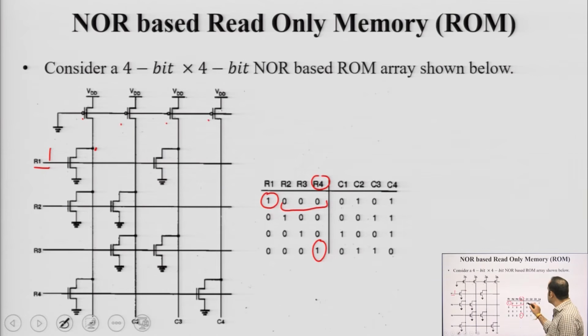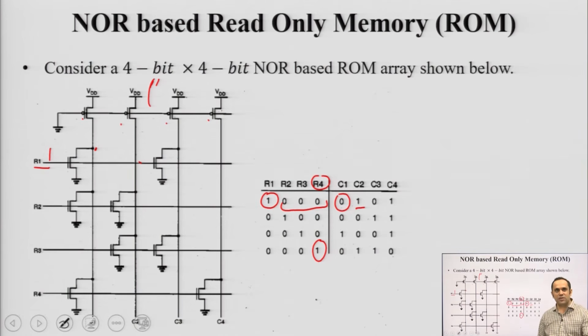So, C1 goes to 0, but if you go to the next column, there is no active device here. If you are moving from R1 here, you see an active device here, but you do not see an active device here. If there is no active device here, because the gate of PMOS is grounded, this point gets pulled up to VDD. Okay. So, you see a 1 here.